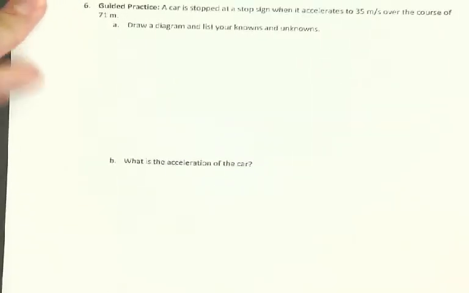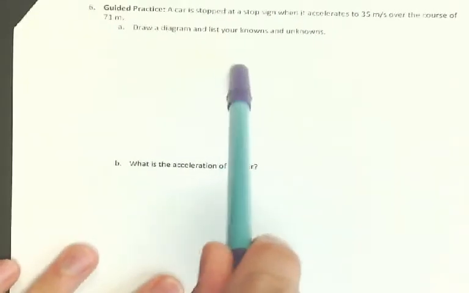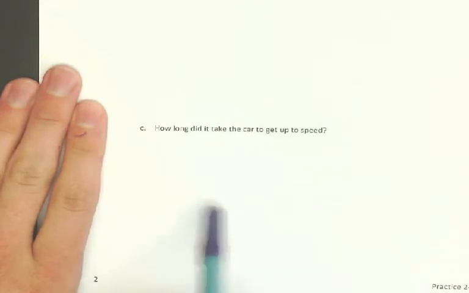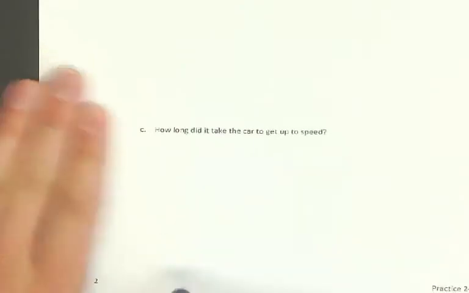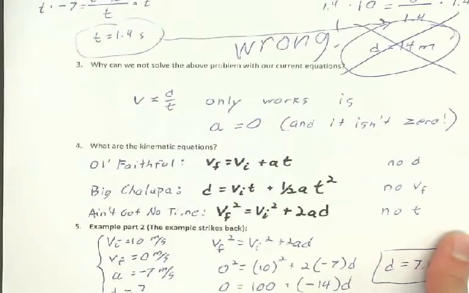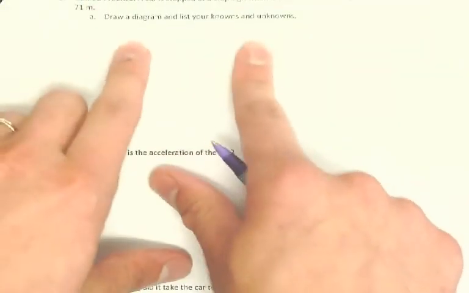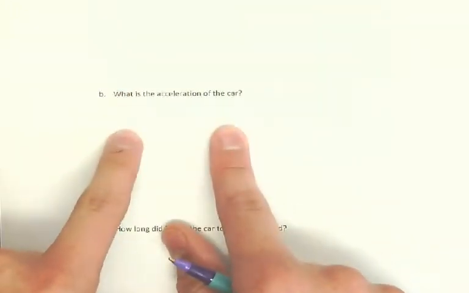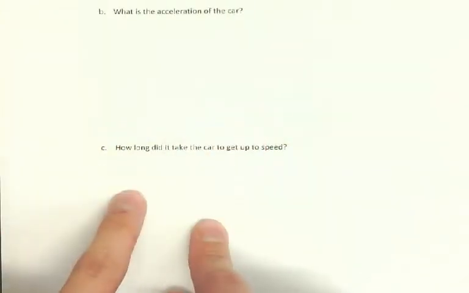So a car is stopped at a stop sign when it accelerates to 35 meters per second over the course of 71 meters. Draw a diagram and list your knowns and unknowns. Find the acceleration of the car and figure out how long it took for the car to get up to speed. Okay? You'll use your equations from the front page. You use your Old Faithful, your Big Chalupa, your Ain't Got No Time. You're going to draw your diagram and do your unknowns and knowns first. Once you've done that, then figure out how to solve for A. Once you've done that, figure out how to solve for time.